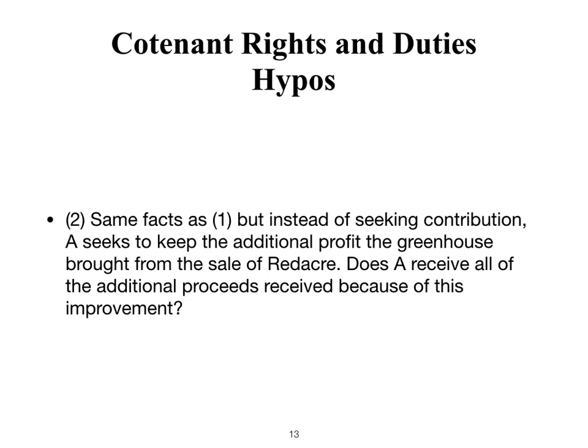All right, so let's say the same facts as number 1. But instead of seeking contribution, A seeks to keep the additional profit the greenhouse brought from the sale of Red Acre. So does A receive all of the additional proceeds received because of this improvement? How would they calculate how much A receives?